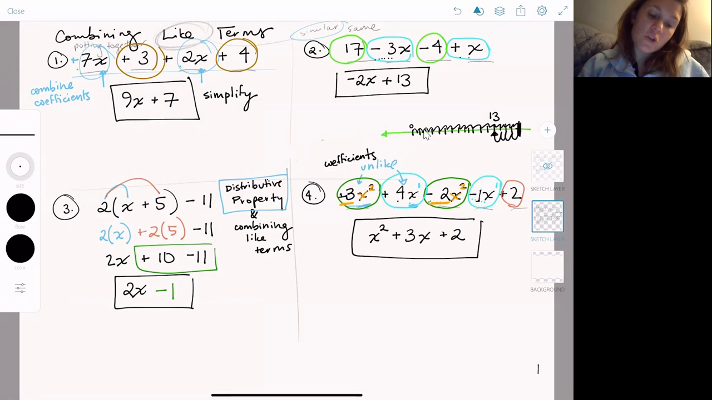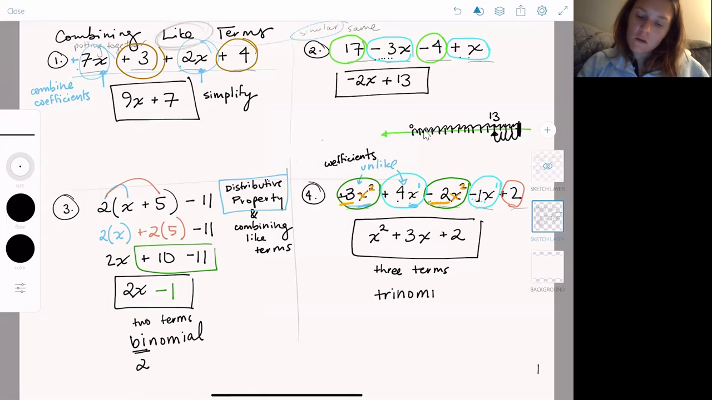So here I want to show you a quick difference in words. This one has 2 terms for its final answer. This one has 3 terms for its final answer. This one is called a binomial, bi meaning 2. This one is a trinomial, tri meaning 3.